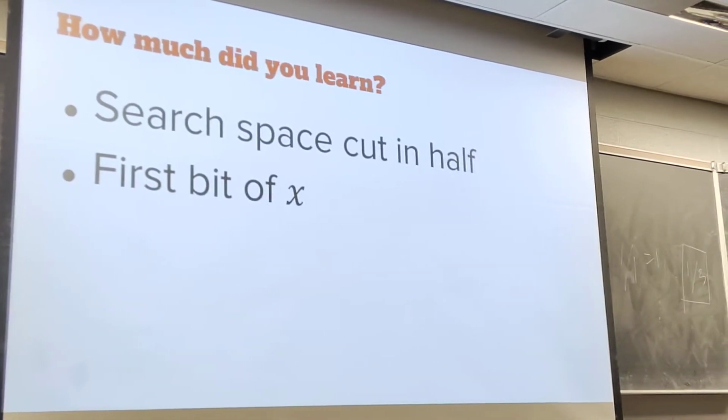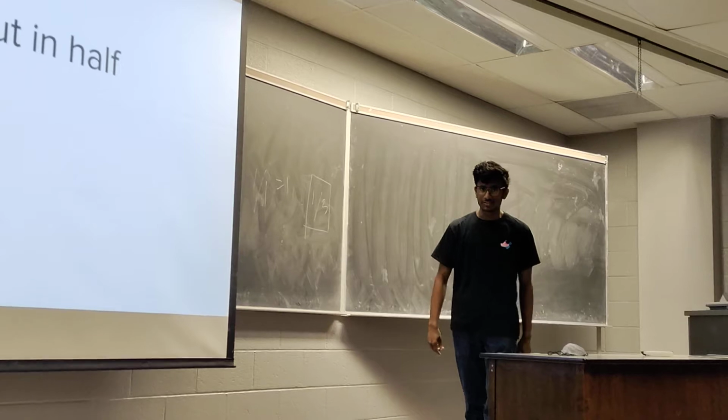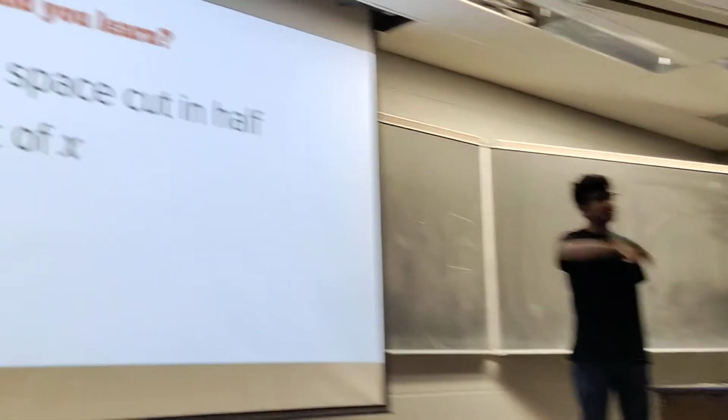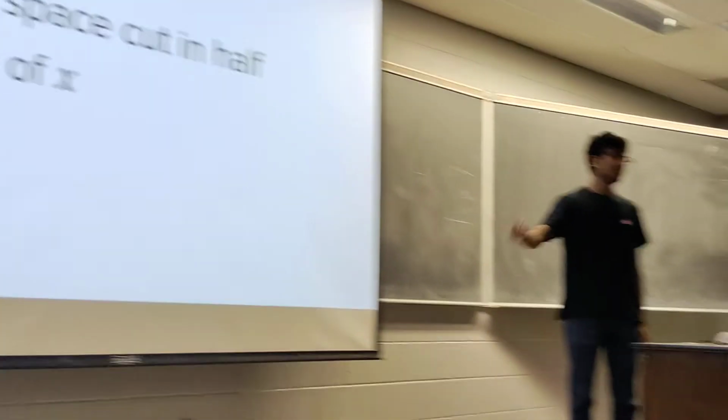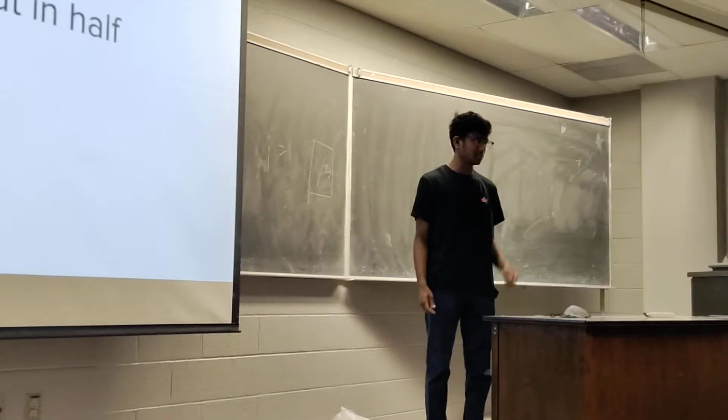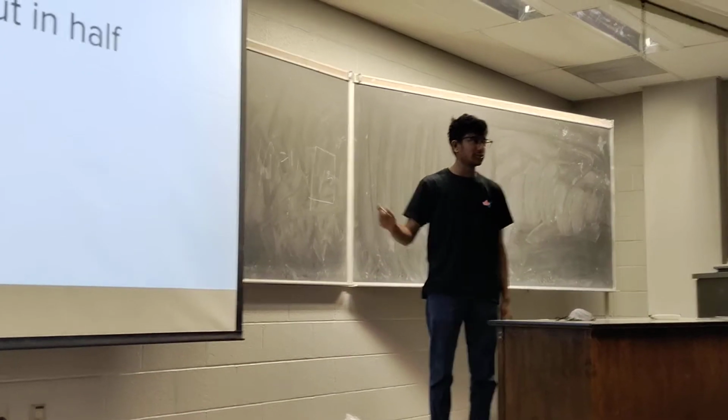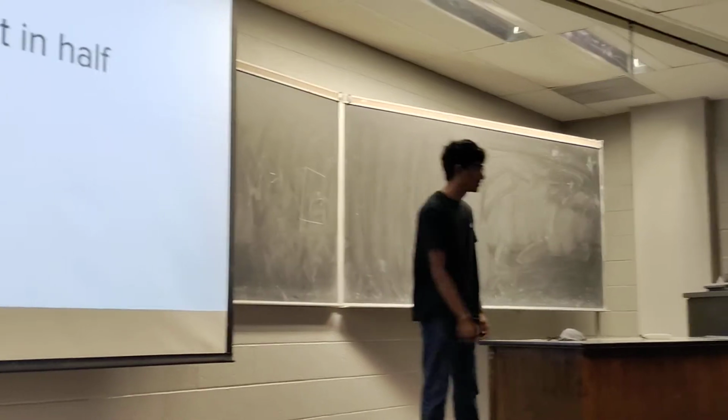And so what did we learn? First, we cut the search space in half when we did our comparison. That's good. But then if we look at the binary representation of x, we actually got the first bit. Because if it was less than 32, then the first bit is 0. If it's bigger than 32, the first bit is 1. So we got 1 bit of x.